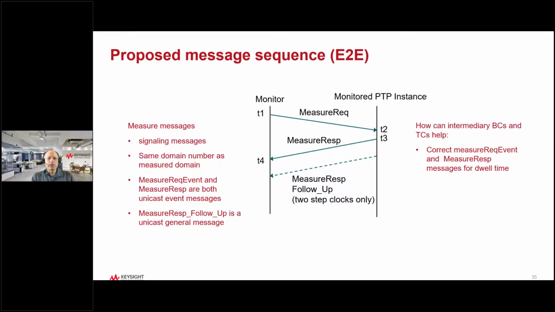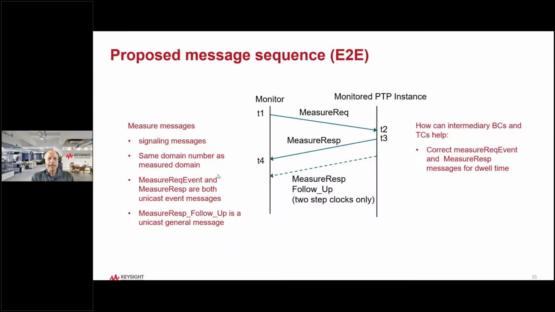The proposed message sequence uses signaling messages, and the measure request is a new message. Instead of using a sync message, we define a new message so as not to interfere with sync. It's using the same domain number as the measure domain. This allows us to behave in the same way whether we're using unicast or multicast. And the measure request event and response are both unicast event messages, even when operating in a multicast environment.